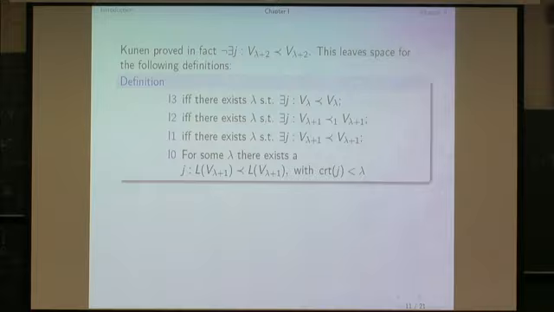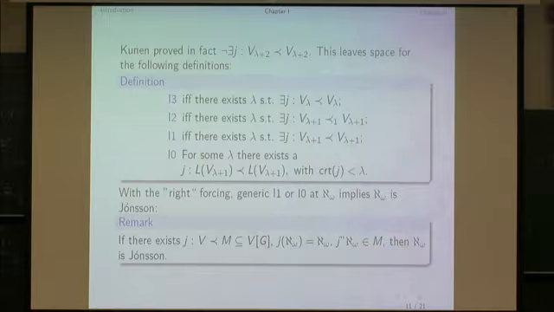These are called the rank-into-rank actions. We can have j from V_λ to V_λ, j from V_{λ+1} to V_{λ+1}, these are stronger and stronger, and then j from L(V_{λ+1}) to L(V_{λ+1}). And now with the right forcing, I will tell something about it later, generic A1 or generic A0 at aleph omega do imply that aleph omega is Johnson because of this remark.